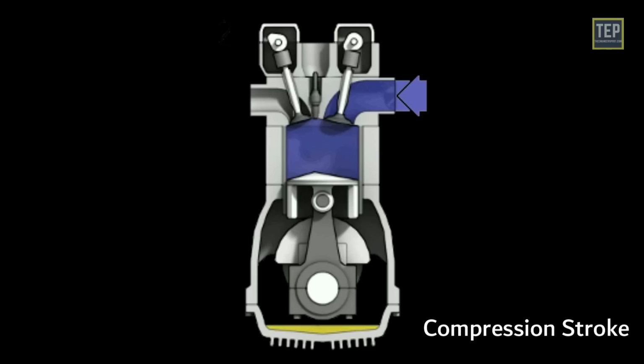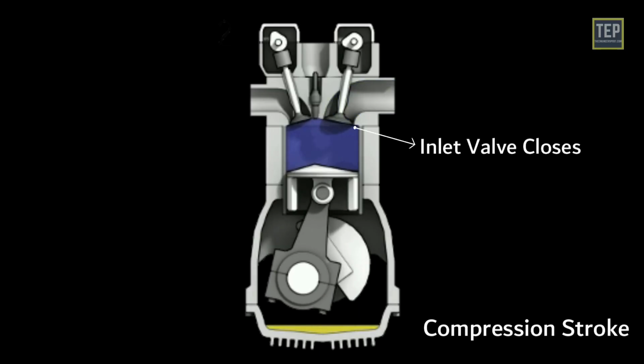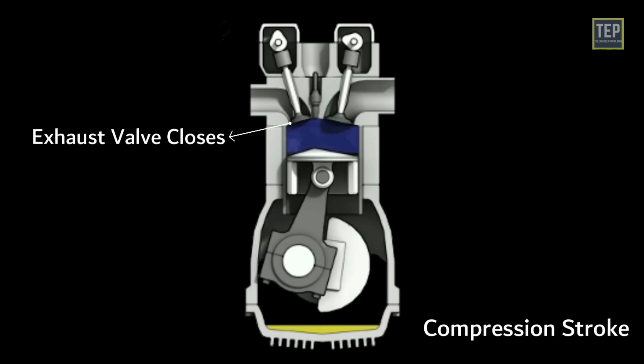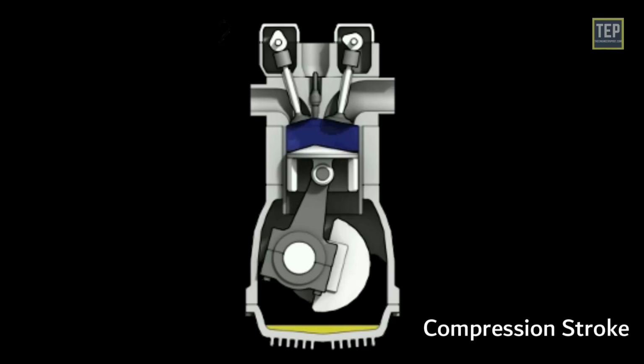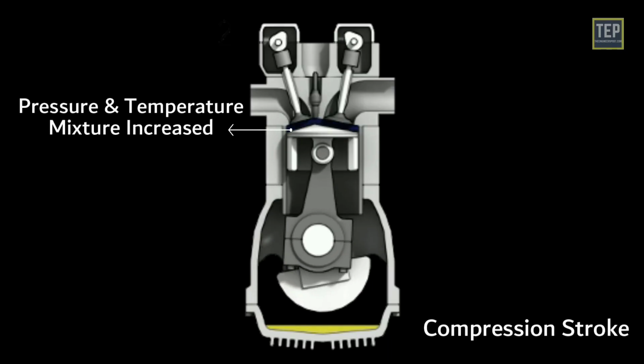Compression stroke. The piston moves up after the intake stroke, the inlet valve closes when the piston moves upward, the exhaust valve also remains closed. The piston compresses the fuel-air mixture by pushing it upward into the clearance space at the top of the cylinder. The pressure and temperature of the mixture increase during compression.